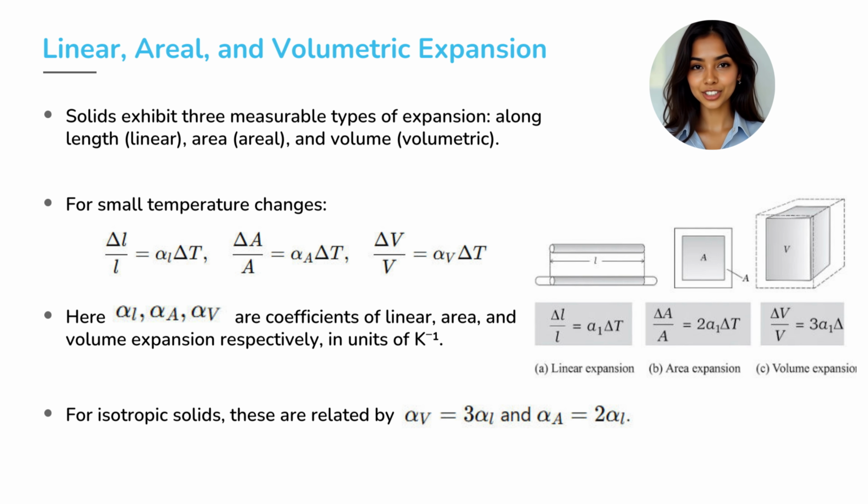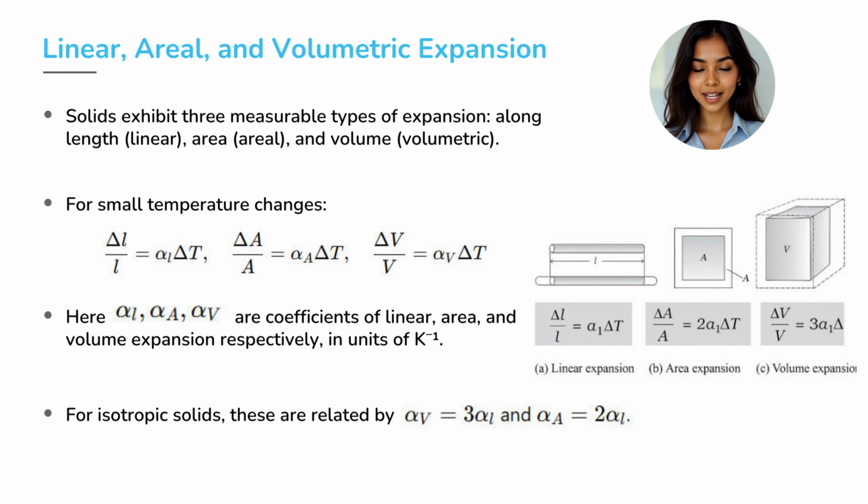For linear expansion, we say delta L divided by L equals alpha sub L multiplied by delta T. Here, delta L is the change in length in meters, L is the original length in meters, alpha sub L is the coefficient of linear expansion in per Kelvin, and delta T is the change in temperature in Kelvin.